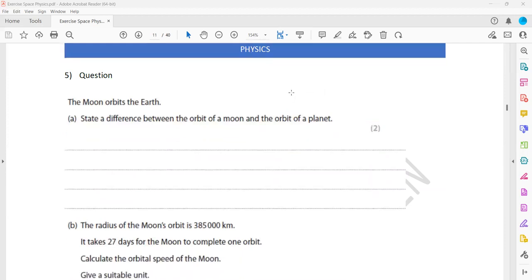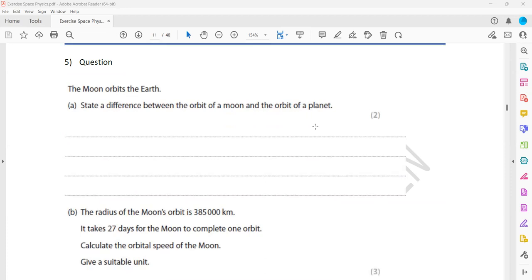In question 5, the moon orbits the Earth. State a difference between the orbit of the moon and the orbit of a planet. Like how the orbit of the moon is different from the orbit of the planets. So how are they different? The orbit of the moon has a smaller diameter. Okay, and what else? Also less gravitational force. Okay, what is the main difference between the orbit of the moon and the orbit of the planet? Size of orbit is one difference. That is fine, but what else? The big difference is there.